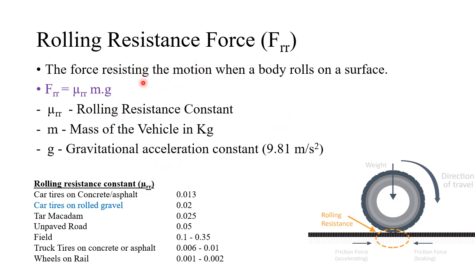For example, if you consider a field type road, then you have to use 0.1 to 0.3 as mu rr. Then you have to calculate the mass of the vehicle, and then you have to replace 9.81 meter per second square in place of g.